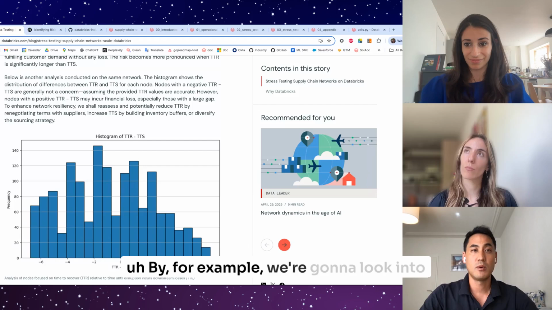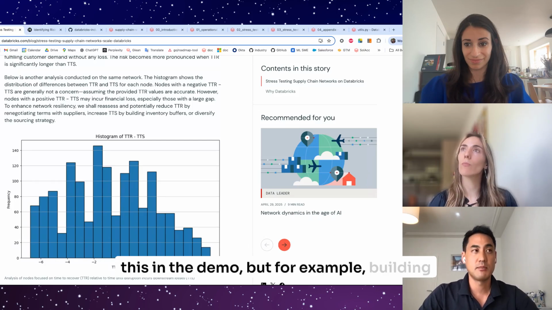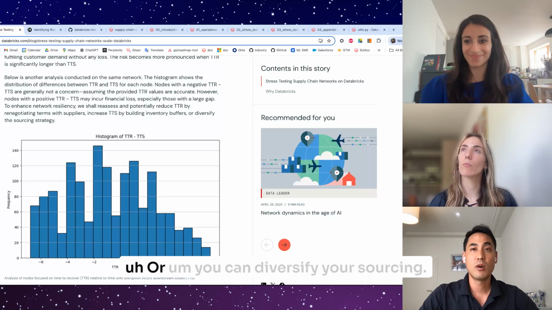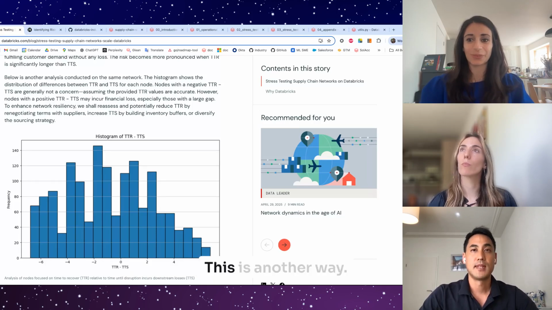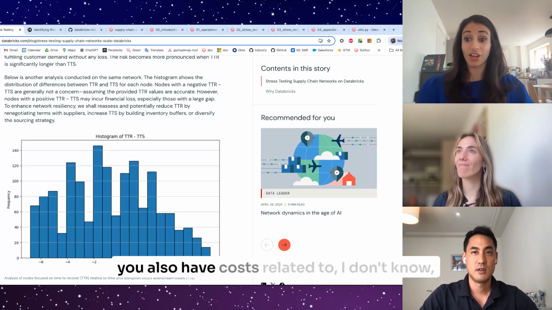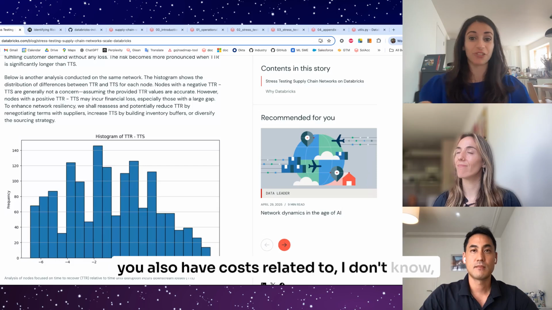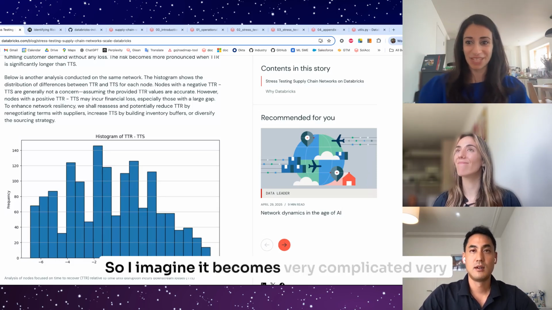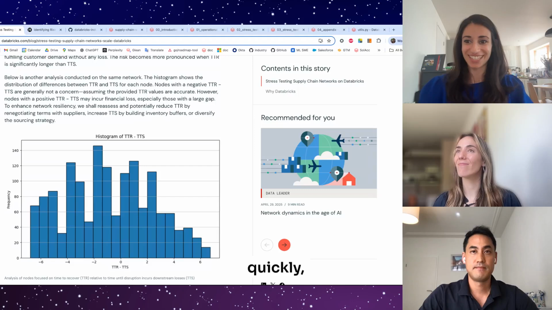For example, we're going to look into this in the demo, but building up more inventory buffer, that's one way. Or you can diversify your sourcing. This is another way. Interesting. But then if you buff your inventory, it means you also have costs related to, I don't know, if you have physical goods, you need to stock them. So I imagine it becomes very complicated very quickly.